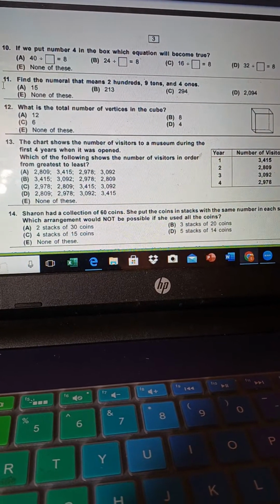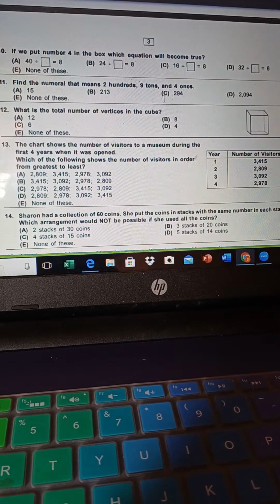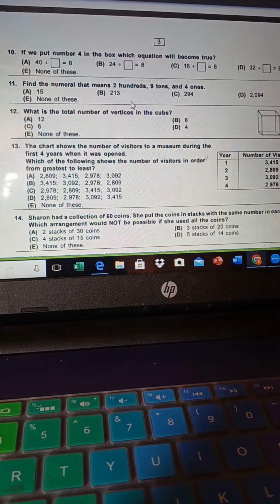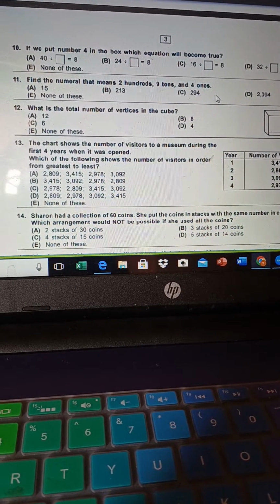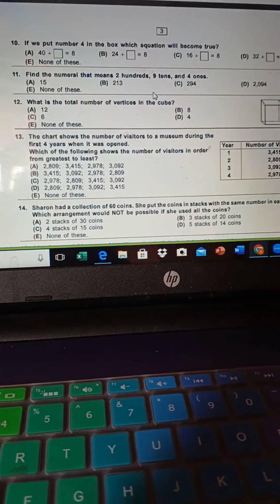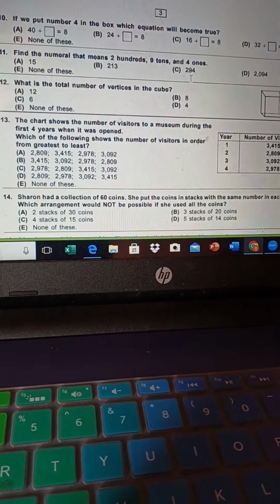This option is correct. So the correct option is D. Again we come to 11. Find the numeral that means 209 tens and 4. So see which number is written same as 209 tens and 4 ones. 15 is not the number, 213 is also not the number. C is the correct answer, 294.